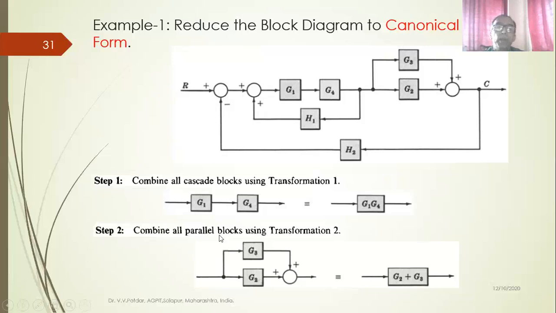Okay. Combine all parallel blocks using transformation 2. Parallel blocks. See, parallel blocks. Forward path. Okay, forward path. These are coming to a summing point. So these can be combined to get a single block. You can remove this entire loop by replacing it by G2 plus G3 block, isn't it? So this entire loop with summing point will vanish in the next step, isn't it? So these two blocks will become single block of G2 plus G3. Here G1 and G4 will become G1 into G4 as a single block.